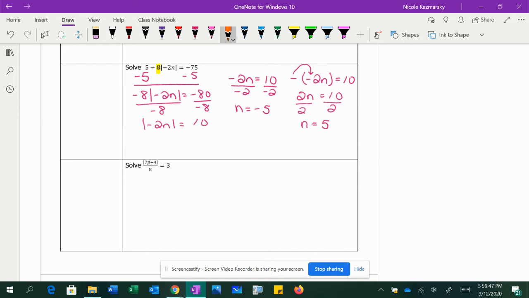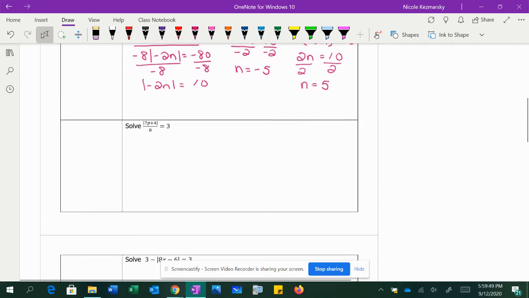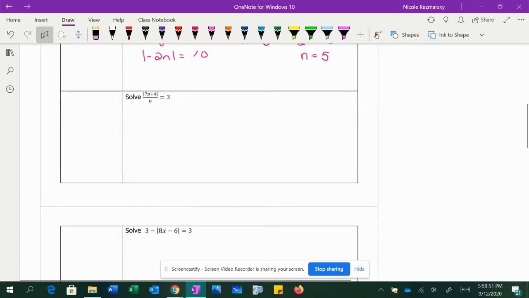Next example. This one, I have absolute value, but outside of the absolute value, I have an 8 in the bottom. An 8 in the bottom is division. So I'm going to rewrite this one just so that I can see what's going on. It's a little close to the directions. So I'm going to say 7p plus 4 divided by 8 equals 3. Be careful when you're writing these absolute values that they don't end up looking like ones.